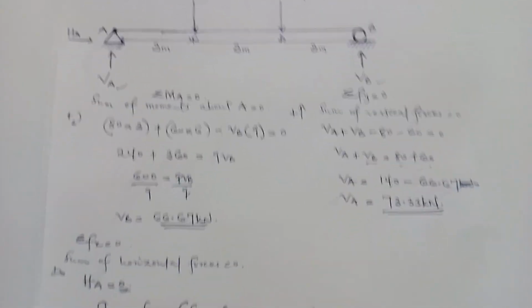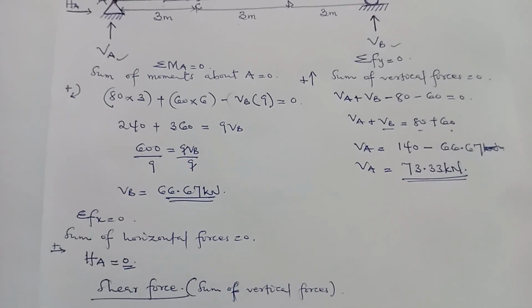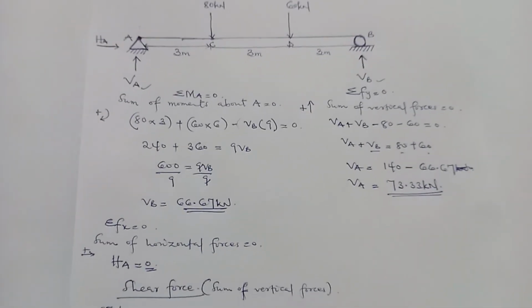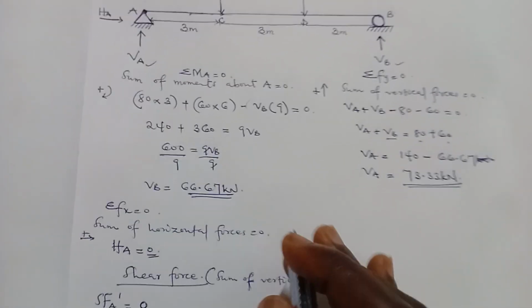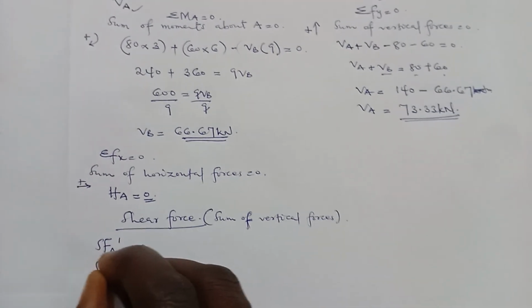So let's start with the first one. Shear force is the sum of the vertical forces. Shear force will always start from 0 and it will end at 0. So shear force at A prime is 0. Then that means that I have to calculate the shear force at A.